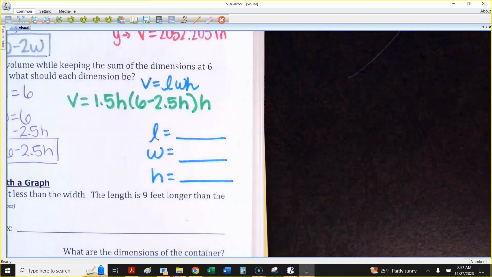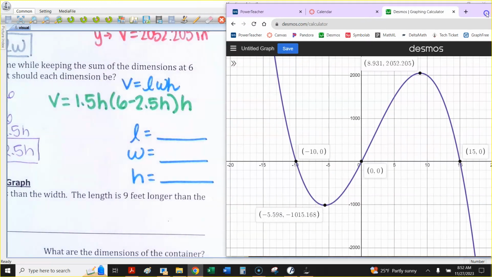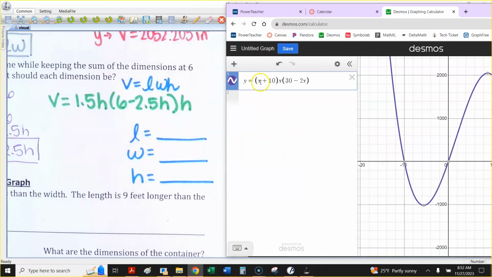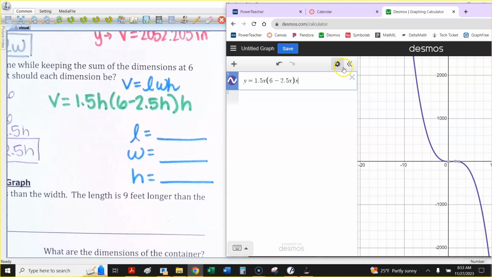And again, you don't have to multiply it out. You can just type it right into Desmos like that, and it'll do it for you. Whenever you're doing your graph, make sure we use y and x instead of volume and height. So I'm just going to do 1.5, but put an x next to it. And then I'm going to put in parentheses 6 minus 2.5, just use x instead of h. And then for the h on the end, I'm going to use x. So I'm just typing that in. Everywhere I see a volume, I'm going to replace that with y. Everywhere I see a height, just replace the height with an x. So it'll graph it for you.